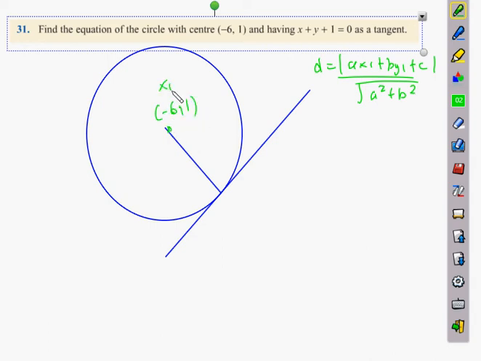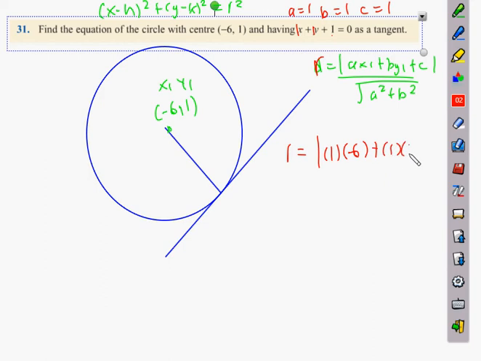So that's x1, y1. Have to find the equation of a circle as well, so that means x minus h squared plus y minus k squared equals r squared. And then, first of all, I have to find out what r is. We're going to find r using the distance formula, so a is 1 because it's 1x, b is 1 because it's 1y, and c is 1 because that's the last number there. So r equals 1 times minus 6 plus 1 times 1 plus 1 all over the square root of 1 squared plus 1 squared.